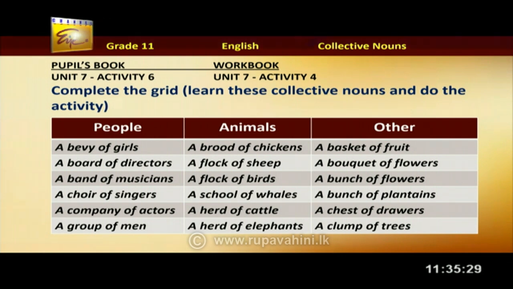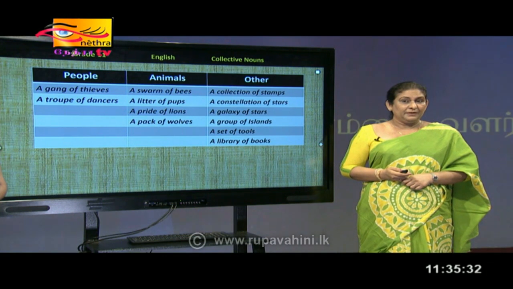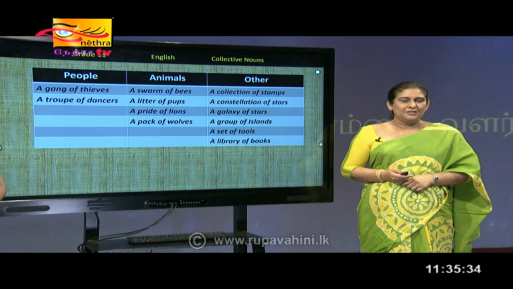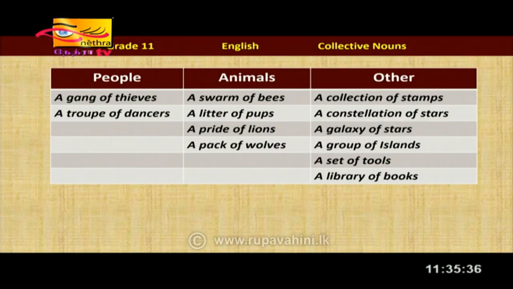Yes. Right. Let us see some more. People: a gang of thieves, a troop of dancers. Animals: a swarm of bees, a litter of pups, a collection of puppies, actually, a pride of lions, a pack of wolves. Yes. And for other things: a collection of stamps, a constellation of stars, a galaxy of stars, a group of islands, a set of tools, a library of books.